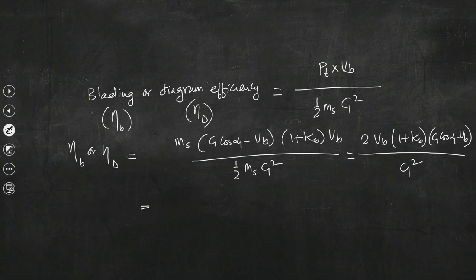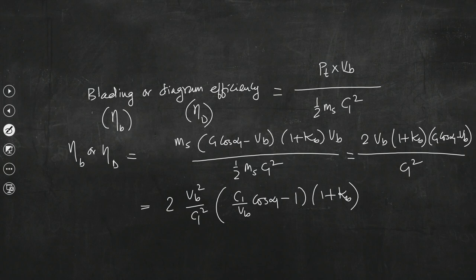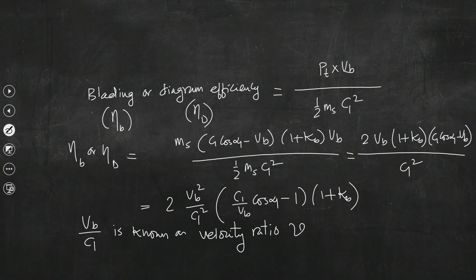So, this is the expression that we can write, and if we go one step further, if we take out Vb outside, we can write twice Vb square by C1 square into C1 by Vb cos alpha 1 minus 1 into 1 plus kb. So, this is what we can write. What we can see is the ratio of Vb by C1. So, we can write this is cos alpha divided by Vb by C1. So, we can write a ratio Vb by C1, and that is known as velocity ratio Vr. So, this Vb by C1 is known as velocity ratio Vr.